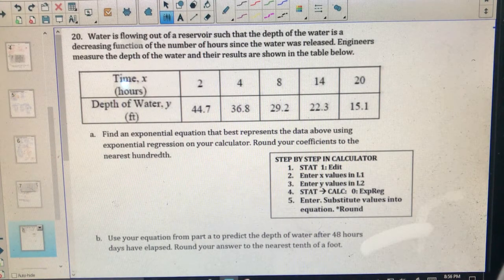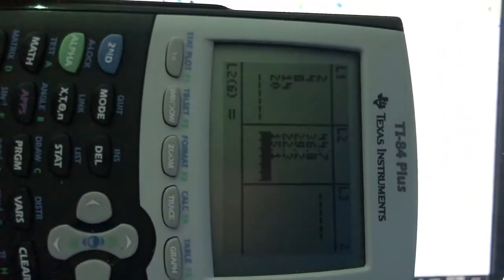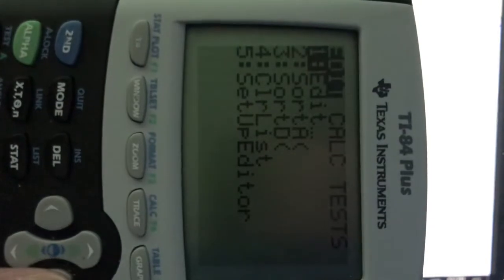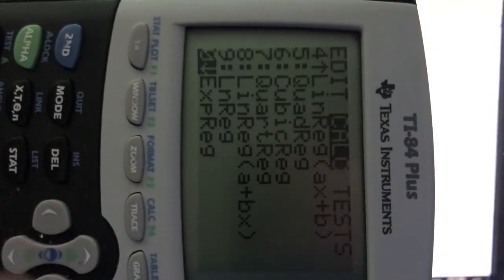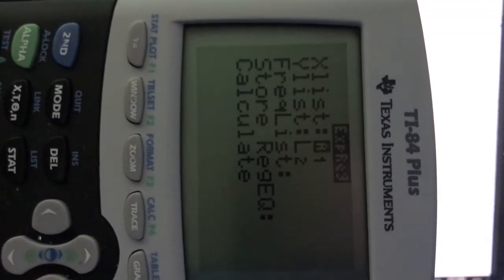Now step 4, just like we did with linear regression, but now it's exponential regression, we're going to press the stat button, go over to calc, and then instead of pressing choice 4, which was linreg for linear regression, we're going to go down to choice 0, which is expreg for exponential regression. Okay, so in my calculator, I press stat, I go over to calc, and I go down, down, down, down until I get to choice 0, which says expreg, and I press enter.